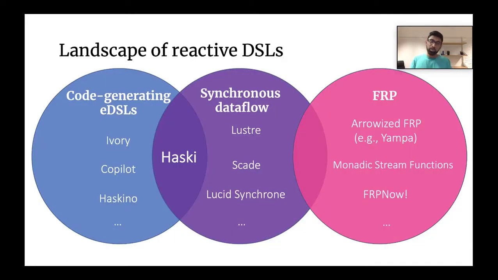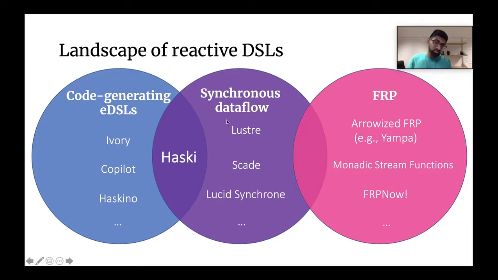By this time you're probably going, oh, yet another eDSL. Well, let me at least give you a little bit of perspective of where we are in this entire spectrum of domain-specific languages and also general-purpose programming languages. On the left-hand side, we have these code-generating eDSLs such as Ivory, Copilot, and Haskell, which are really focused on generating C and lifting lower-level abstractions to a higher-level language and programming them in a type-safe way.